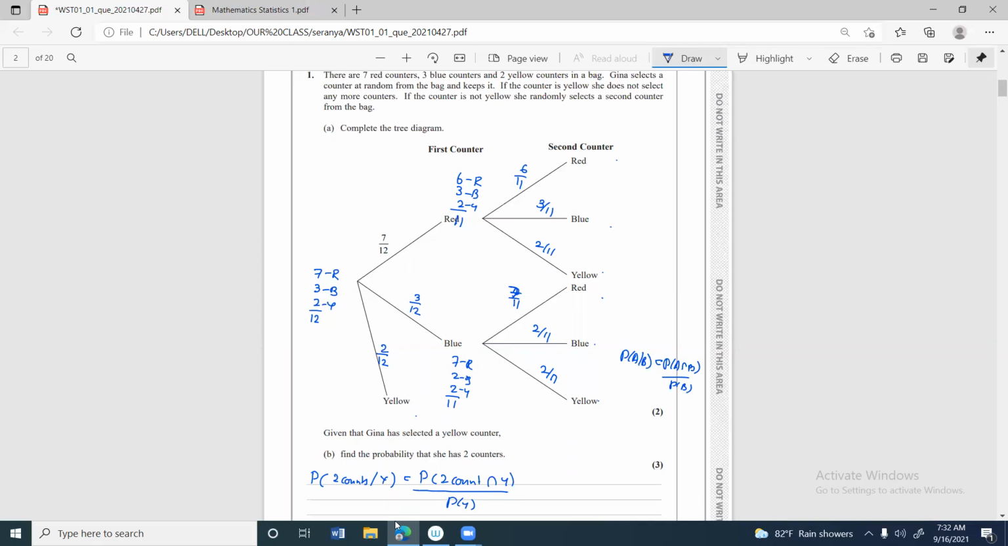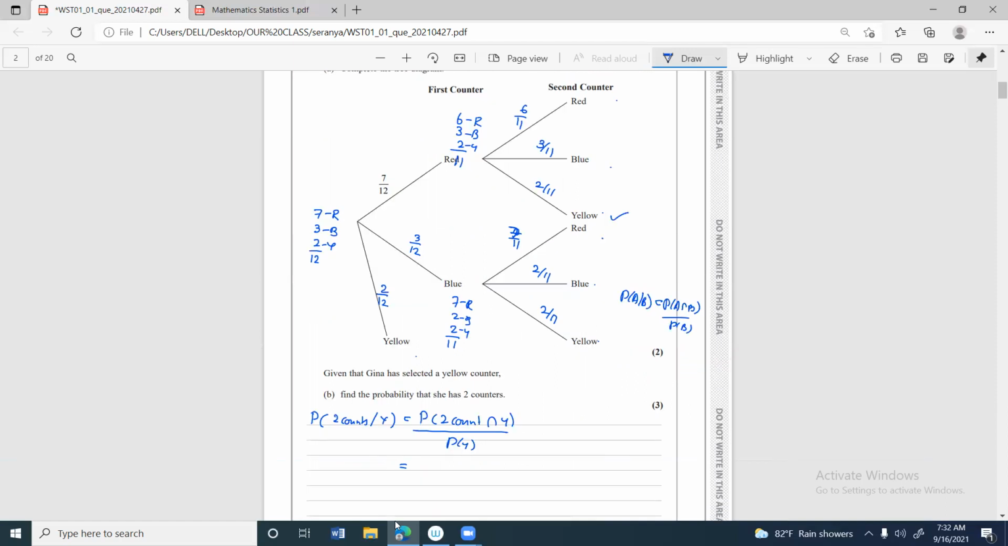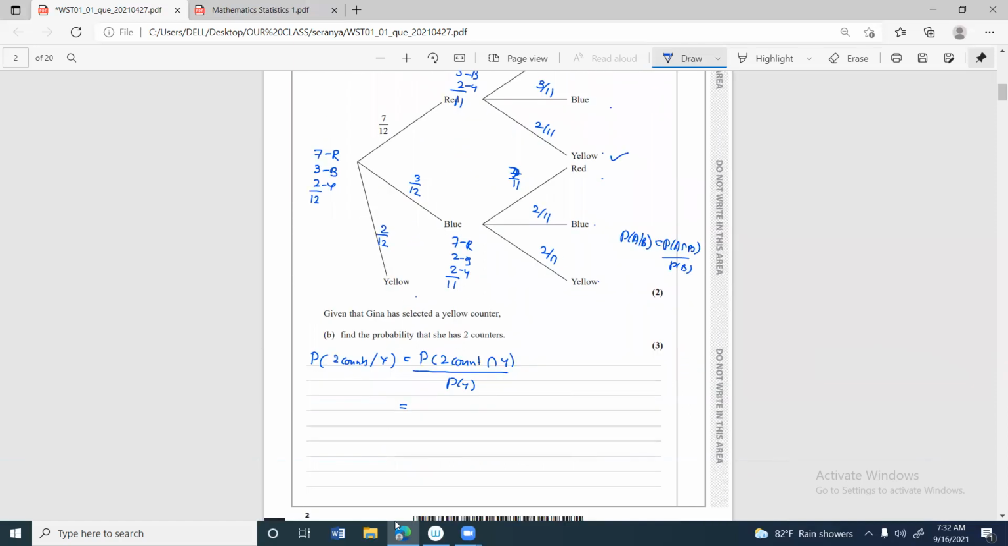Both are red, no yellow. Red with blue, no yellow. It's 2 counters, but there is no yellow over here. This is a 1 counter. Look at this: red with yellow. Red with yellow turns up to 7/12 into 2/11. There is 1 yellow count over here, plus here no red, here yellow. So we can say this is 3/12 into 2/11.